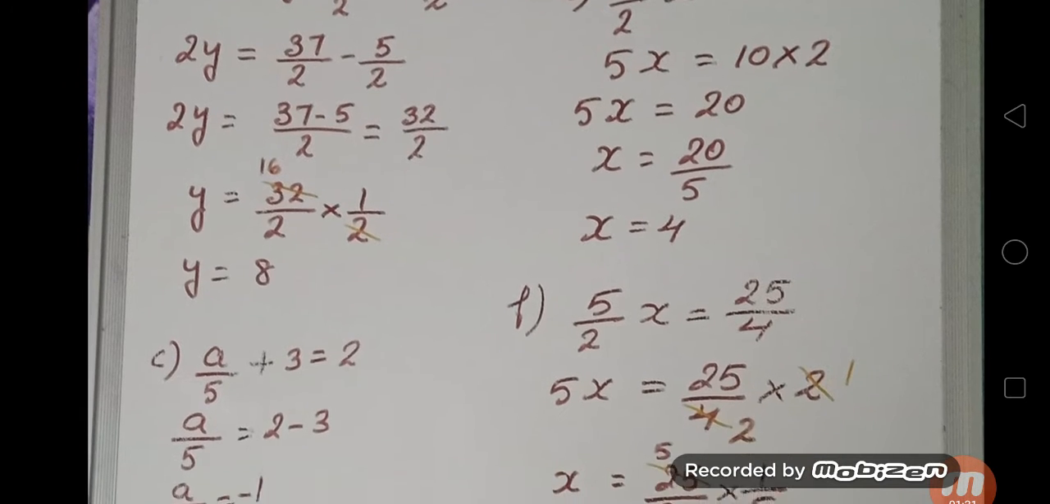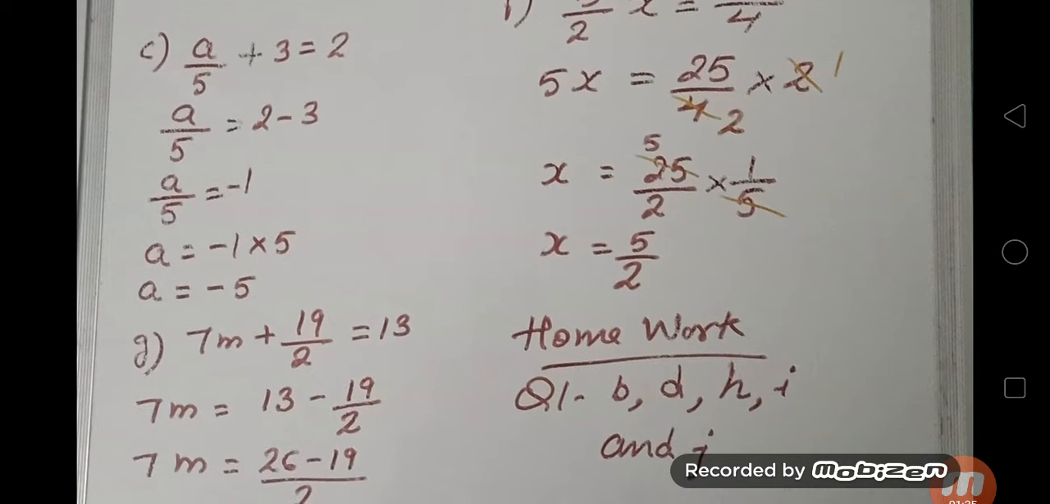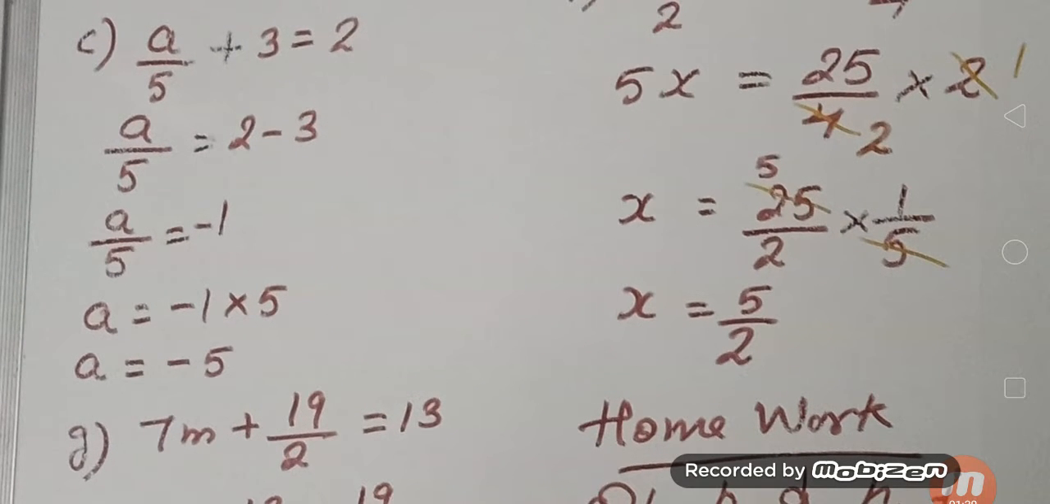Now B is your homework. I am explaining you C. A upon 5 plus 3 is equal to 2. So from LHS we will take this 3 towards the right hand side. From positive it will become negative. So 2 minus 3 is minus 1. So it will be A upon 5 is equal to minus 1.